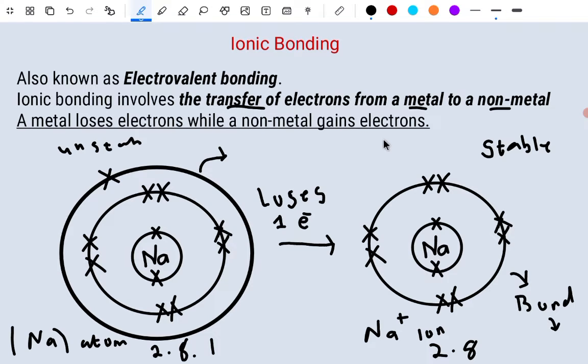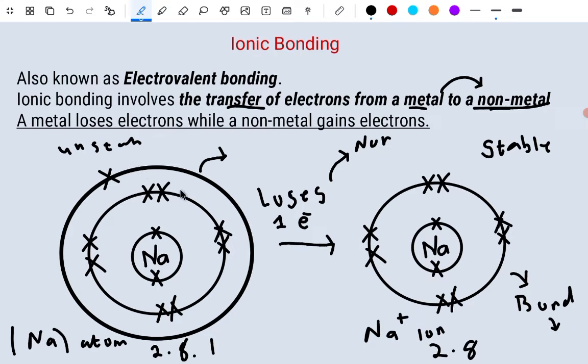It is transferred to a non-metal. So you notice that there's a transfer of electron here from the metal to a non-metal. These electrons that are lost don't just get lost, but they are taken from the metal to the non-metal. And then bonding here will take place.